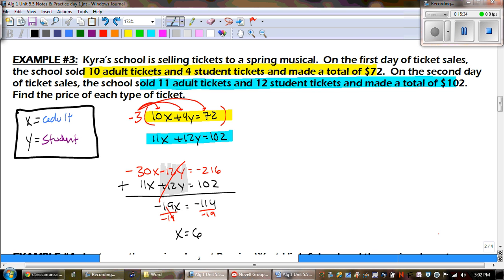You guys should be thinking, if you get a negative answer, it's not going to cost negative money to go see a show. Okay? You got to think about these. Think it through. Okay? All right. I'm not even going to help you plug in the next part. I want you to solve for y. All right? Pause the video. Pick your equation. Good luck.